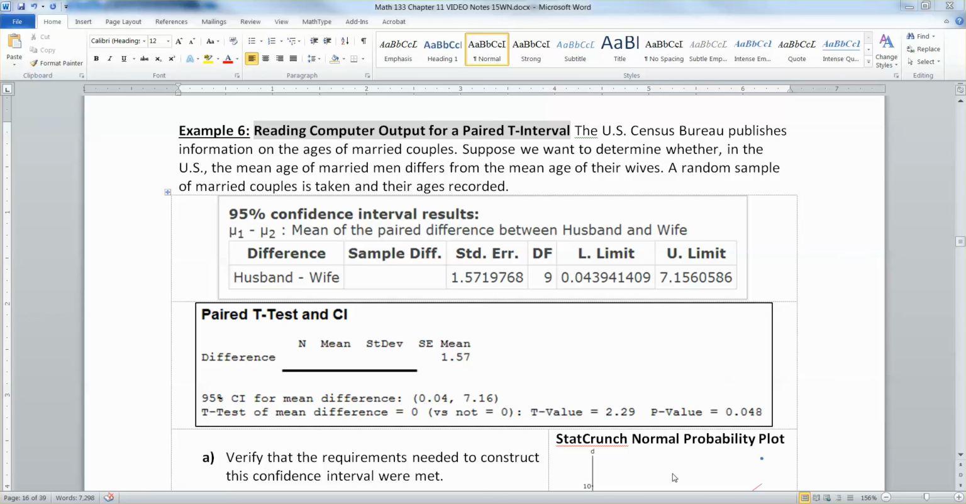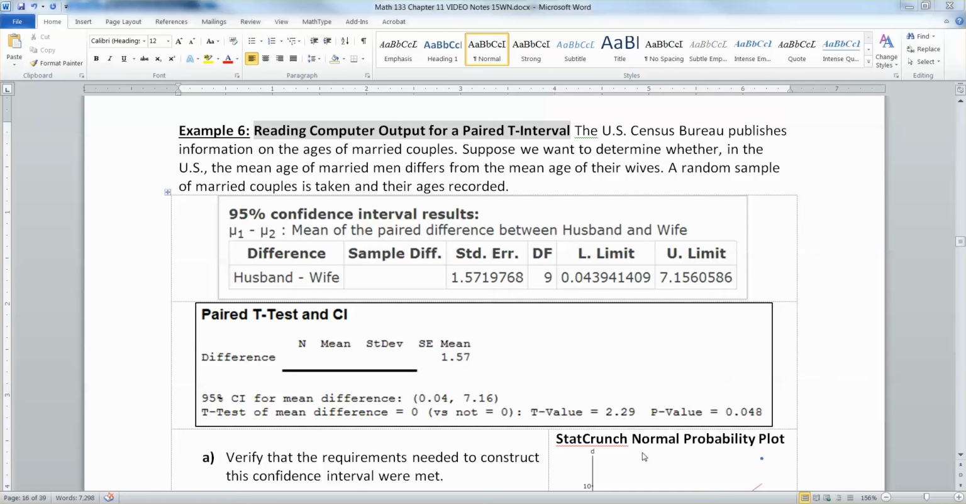Now that we know how to construct a paired t-interval by hand using the calculator, we want to make sure that we can also analyze results involving that same type of problem. The U.S. Census Bureau publishes information on the ages of married couples. Suppose we want to determine whether in the U.S. the mean age of married men differs from the mean age of their wives. A random sample of married couples is taken and their ages are recorded.